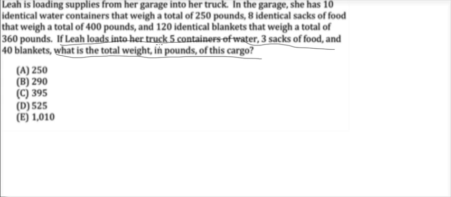And that equation will come from the last sentence where we have the 5 containers of water. So I'm going to say that's 5W plus 3 sacks of food. So let's say that's plus 3S for sacks of food, and 40 blankets, so we're going to say that's plus 40B. And we know that represents all the cargo that she's putting into the truck, so that should give us the answer to this question in terms of the total weight. So all we really need to figure out now is what is W, what is S, and what is B.